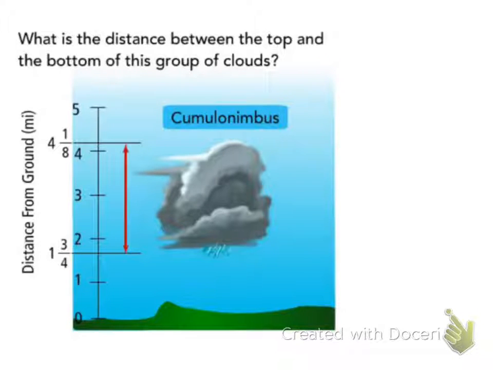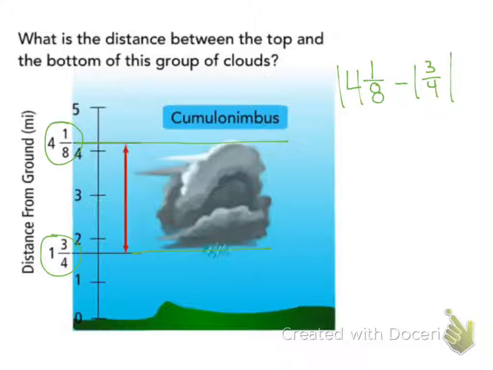What's the distance between the top and bottom of this group of clouds? Well, it's marked for us. The top of it is at 4 1/8 miles, and the bottom is 1 3/4 miles off the ground. So how do you find the distance between those two? Well, the absolute value of the difference. So we can set this up as the absolute value of 4 1/8 minus 1 3/4, or I could do the absolute value of 1 3/4 minus 4 1/8.